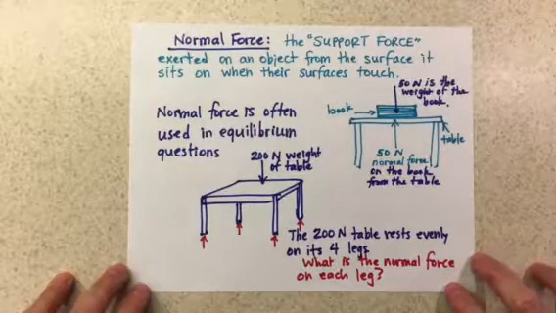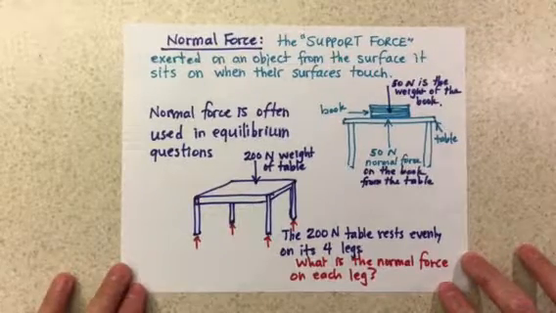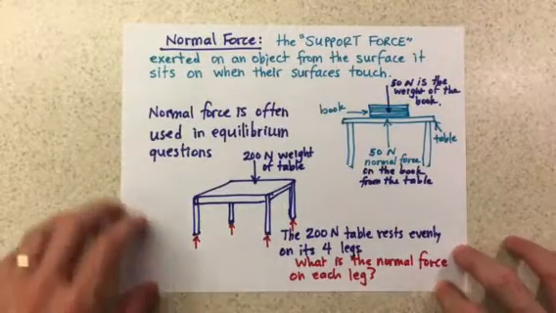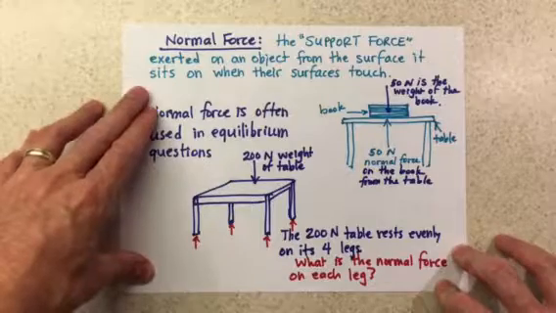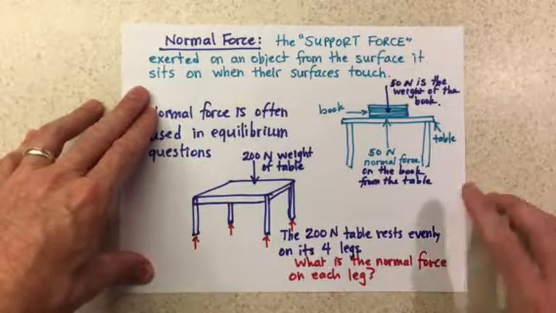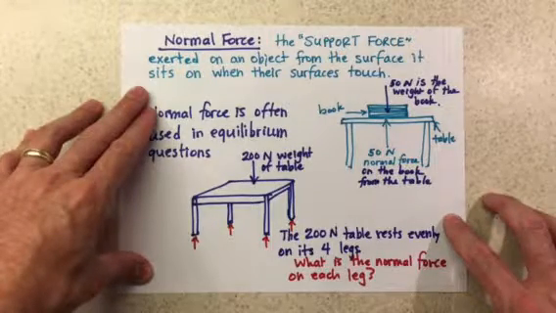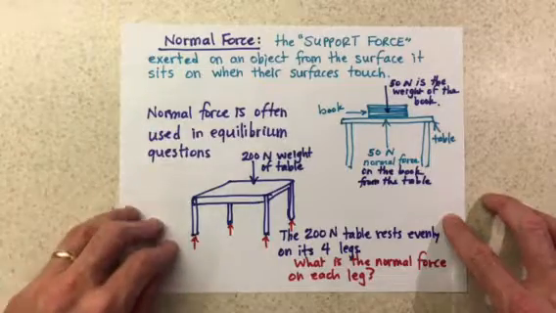This will be the third and final video in this series on forces and equilibrium. This is the normal force. Normal force is introduced here, and it's defined as the support force exerted on an object from the surface it sits on when their surfaces touch.